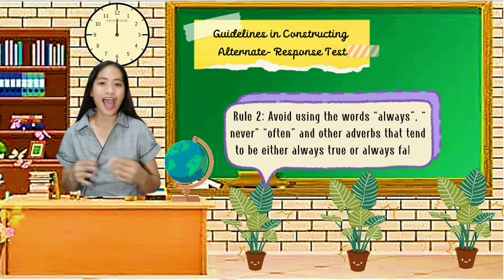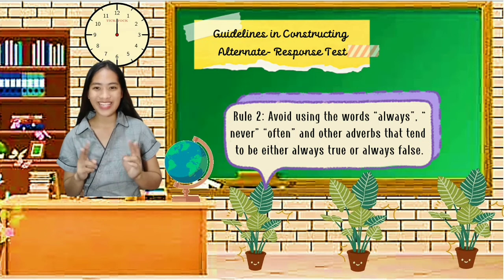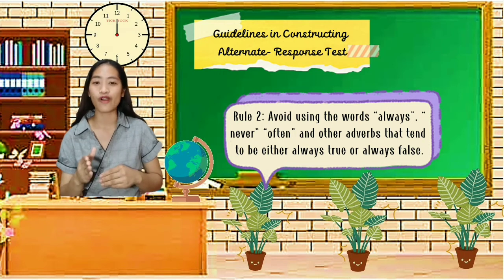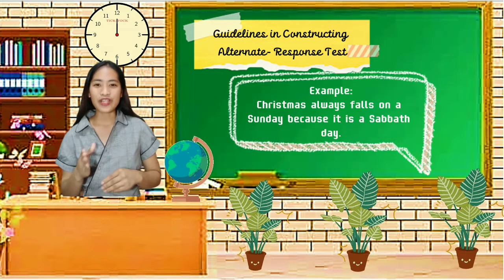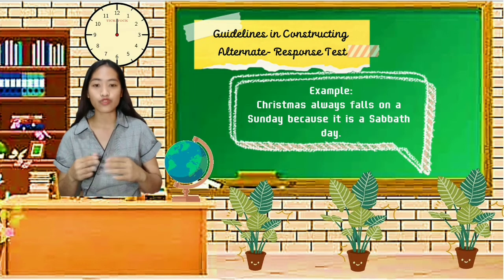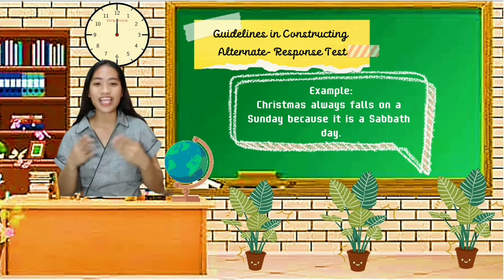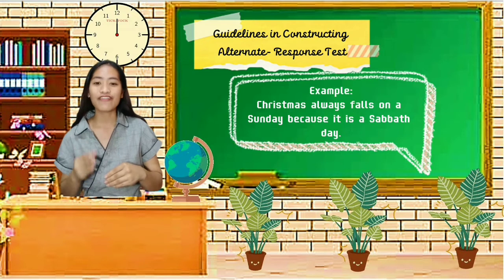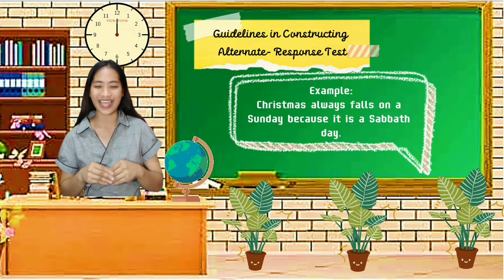Rule number 2. Avoid using the words always, never, often, and other adverbs that tend to be either always true or always false. For example, Christmas always falls on a Sunday because it is a Sabbath day. So the statements that use the word always are almost always false. A test-wise student can easily guess his way through a test like this and get high scores even if he does not know anything about the test.